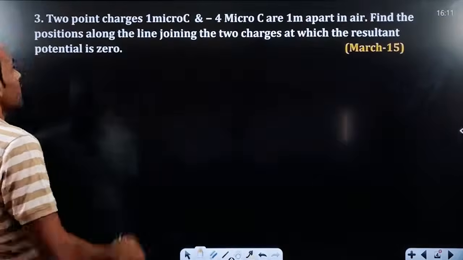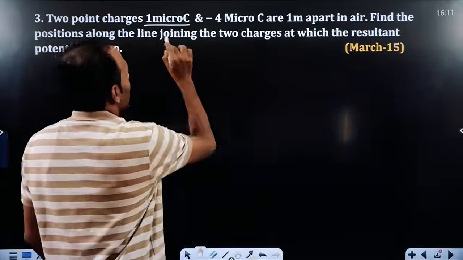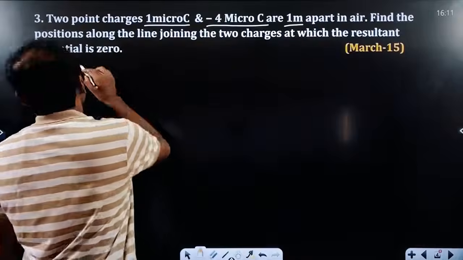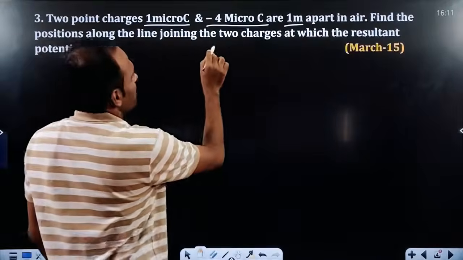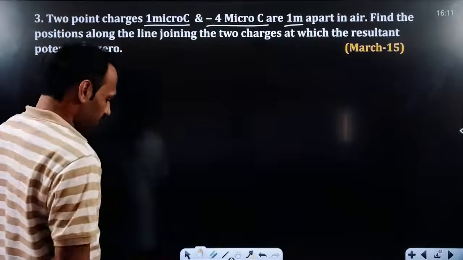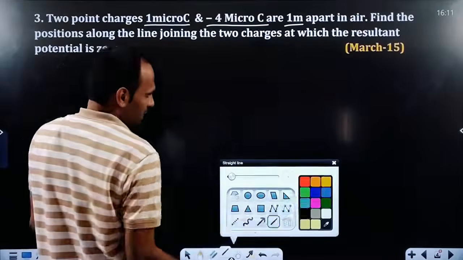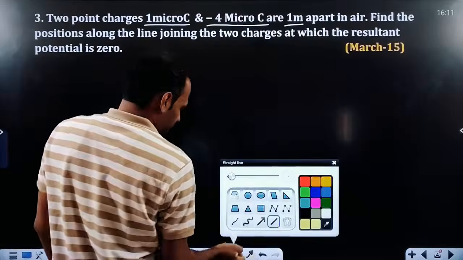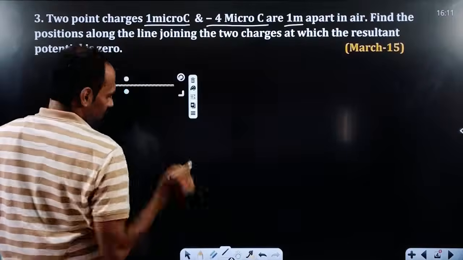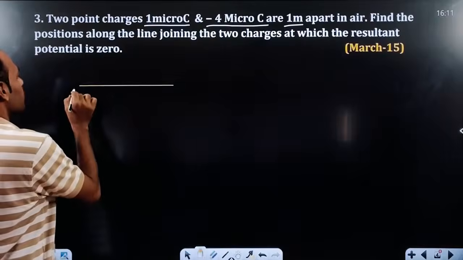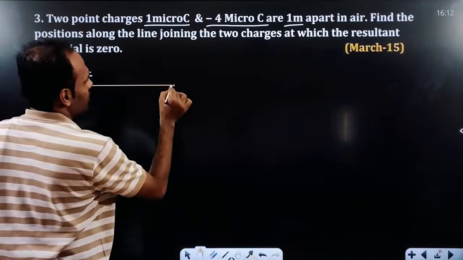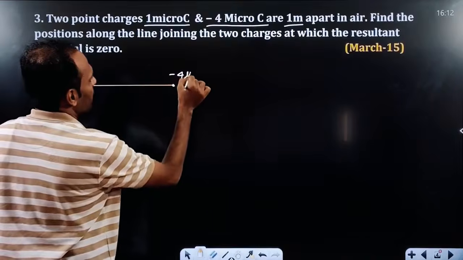So next question: 2 point charges 1 microcoulomb and -5 microcoulomb are 1 meter apart in air. Find the positions along the line joining the two charges at which the resultant potential is 0. So they ask for the resultant potential to be 0. Now there is a straight line. On this straight line they have kept two charges. One is 1 microcoulomb, another one is -4 microcoulomb.